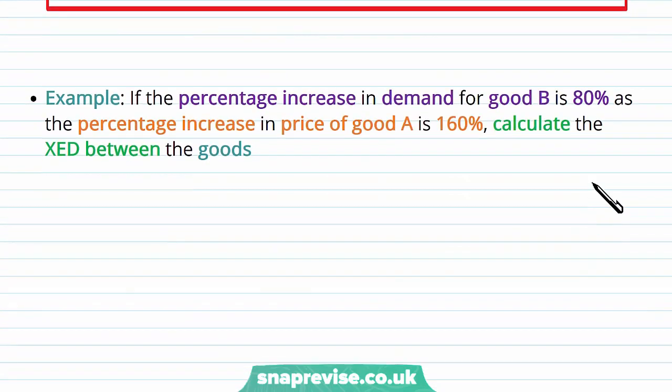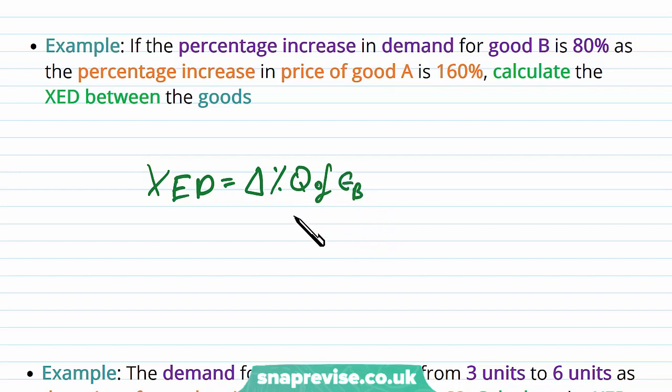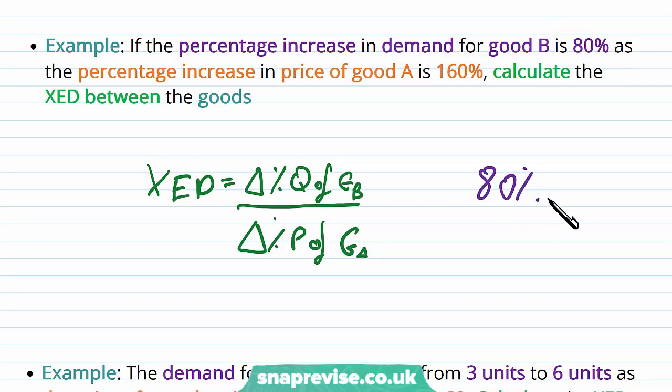So let's use a numerical example to show what we're talking about to calculate XED. XED is equal to the percentage change of quantity of good B, I'll write GB for good B, divided by the percentage change in price of good A. Let's substitute our numbers in. If the percentage increase in demand for good B is 80%, therefore at the top we have 80%, and the percentage increase in the price of good A is 160%, this gives us our conclusion that our XED is 0.5.